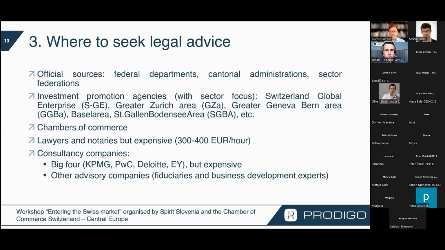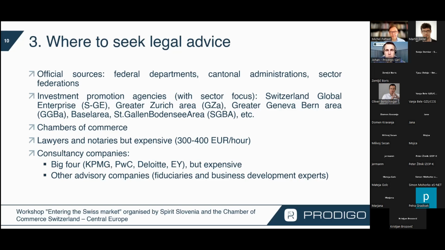Also mentioned before by Sirpa and Oliver, the investment promotion agencies such as Switzerland Global Enterprise, Greater Zurich Area, etc. They can also provide useful advice as their role is to attract new business in Switzerland. However, they have a sectoral approach, so it means they will help only companies active in specific sectors that they are targeting. And also you have to keep in mind that they want to attract investment in Switzerland, so they will not help you to import in Switzerland.